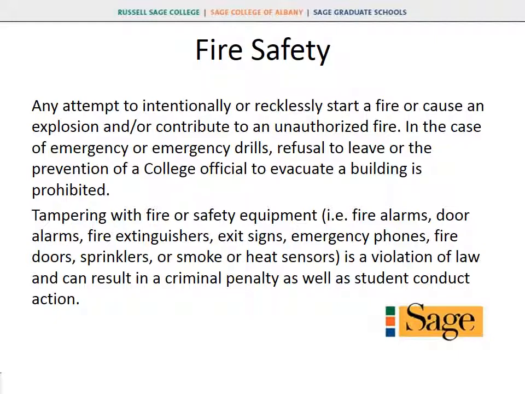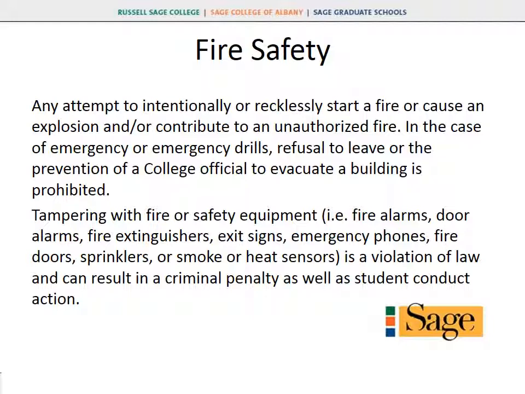Fire safety. Any attempt to intentionally or recklessly start a fire or cause an explosion and/or contribute to an unauthorized fire. In the case of emergencies or emergency drills, refusal to leave or the prevention of a college official to evacuate a building is prohibited.